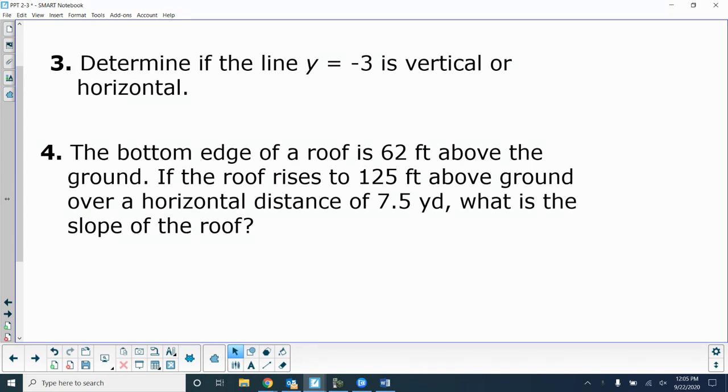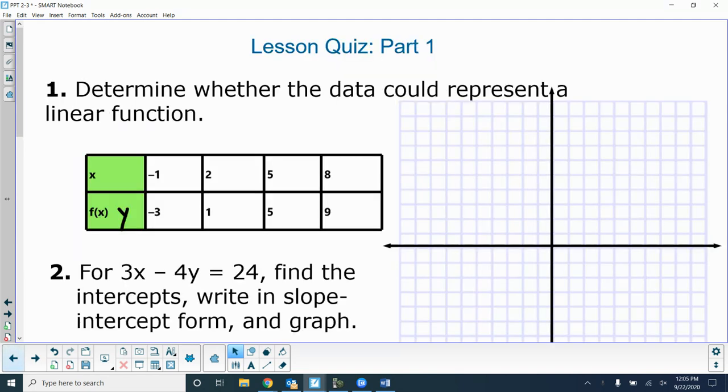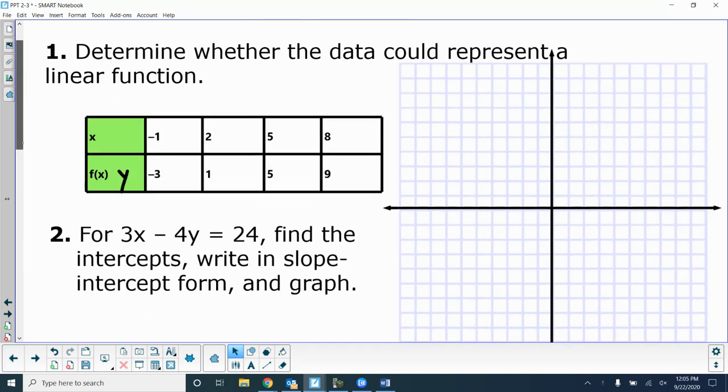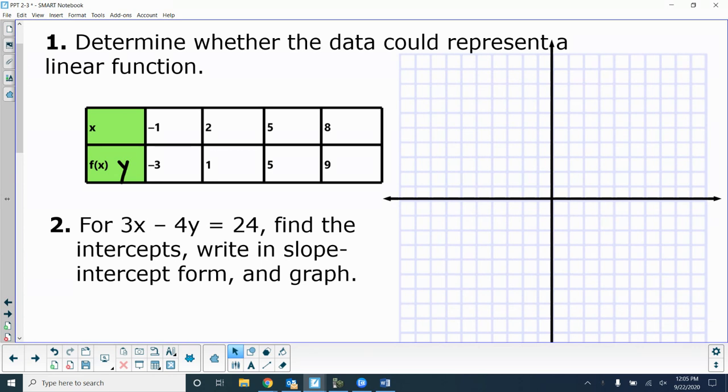All right, let's go back to number 1 and 2 first, then we'll do 3 and 4, then we'll go over our homework. Is this set of data representing a linear function? Yes, it is. Because if I add 4 down here, I'm getting to the next number, right? And up top, I'm adding 3.